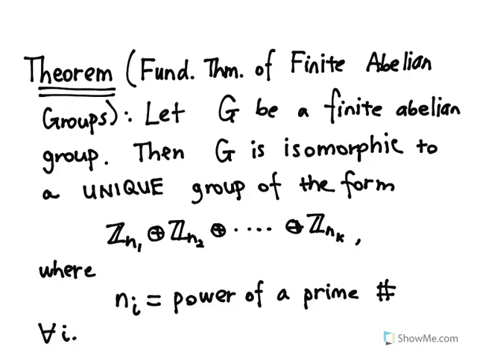So here's what the theorem says, and this is the fundamental theorem of finite abelian groups. It says, let G be any finite abelian group, then G is isomorphic to a unique group of the form Z sub n1 plus Z sub n2 plus Z sub n3, and so on up to some moment, I'll call it Z sub nk, where each of these numbers, n1, n2, n3, and so on, is equal to a power of a prime number.